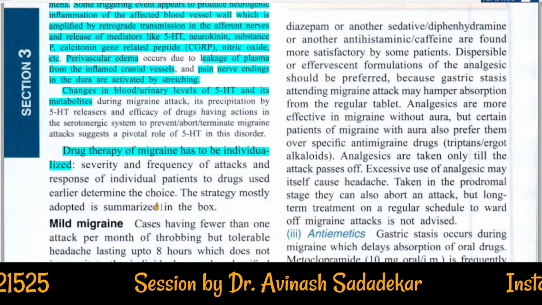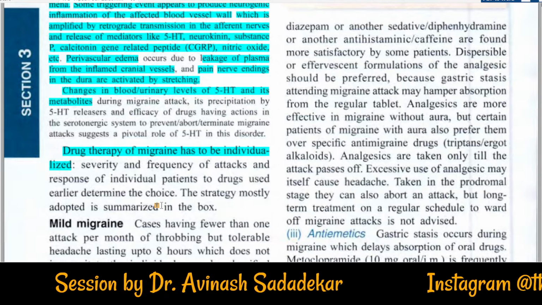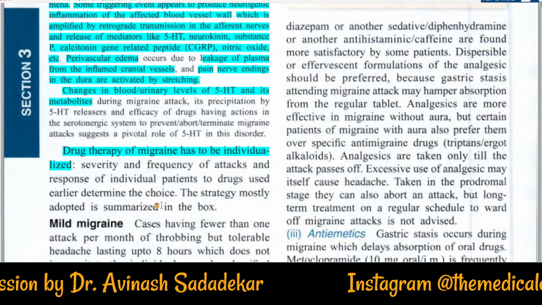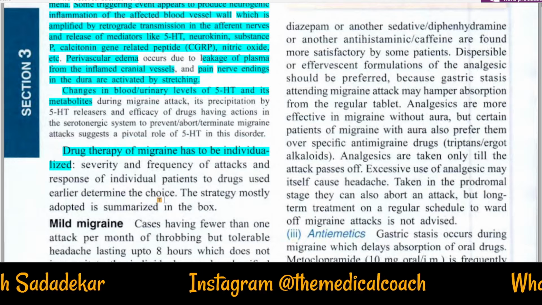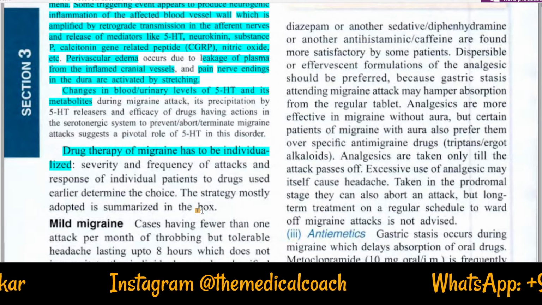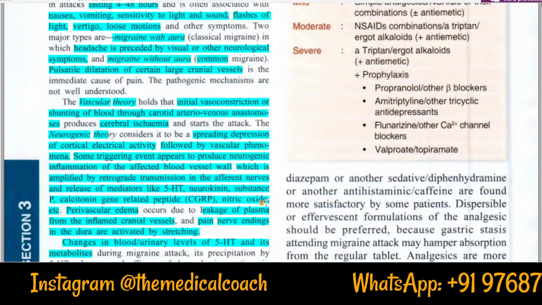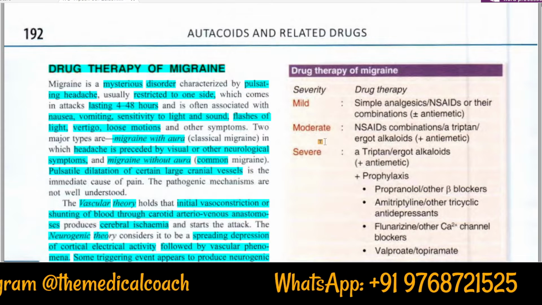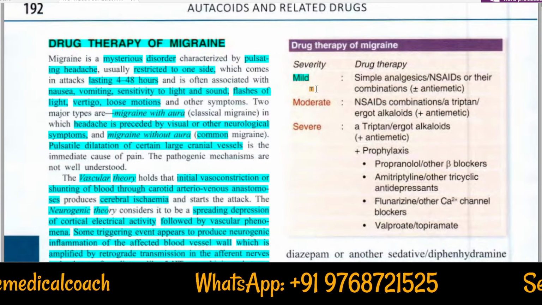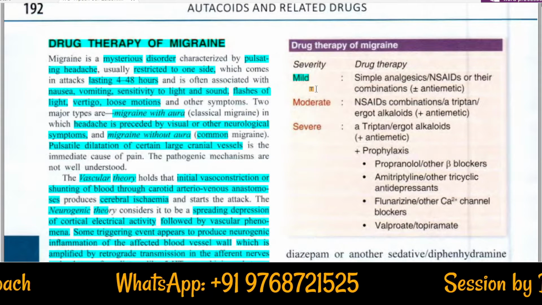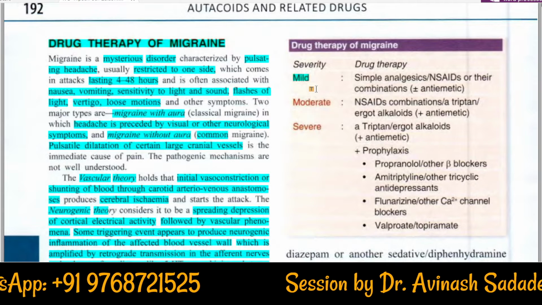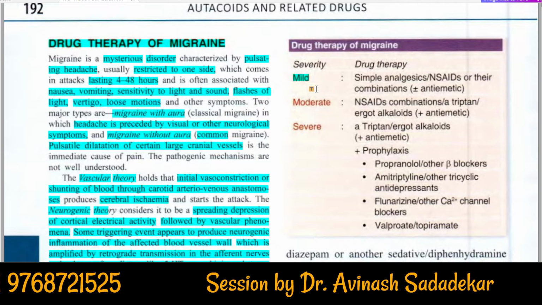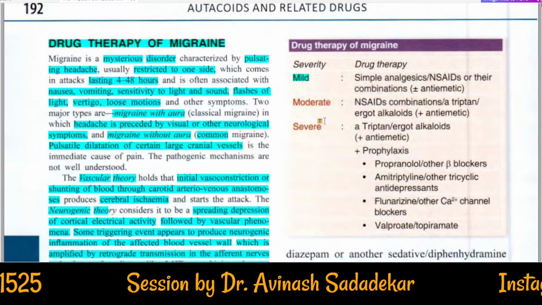How frequently the attacks occur, how severe they are, and how the patient is responding to your medicine will all decide what medicines you give, and in what doses. Commonly, this is what we will do. If it is a mild migraine, you give simple analgesics, non-steroidal anti-inflammatory drugs, maybe combine some of them, and give an antiemetic if the patient is vomiting. Keep it simple.